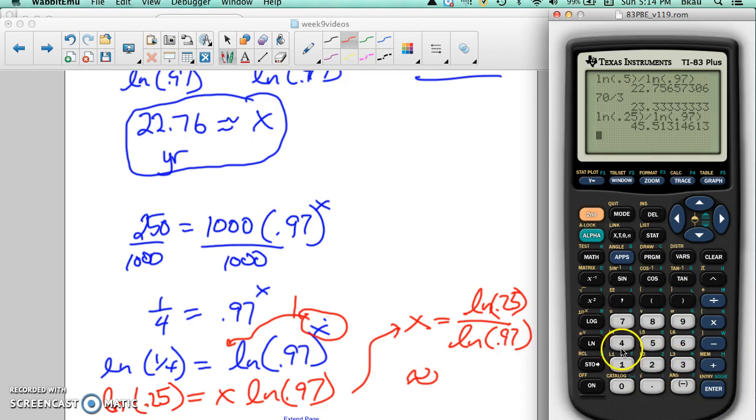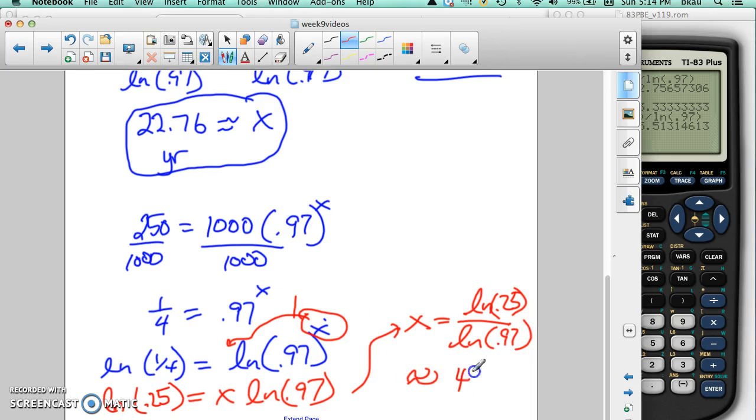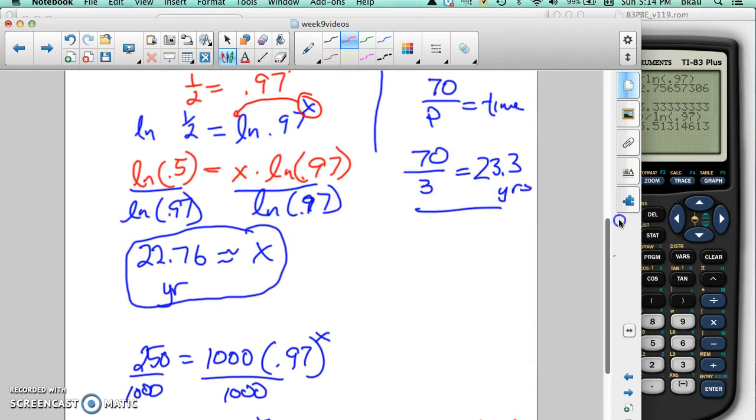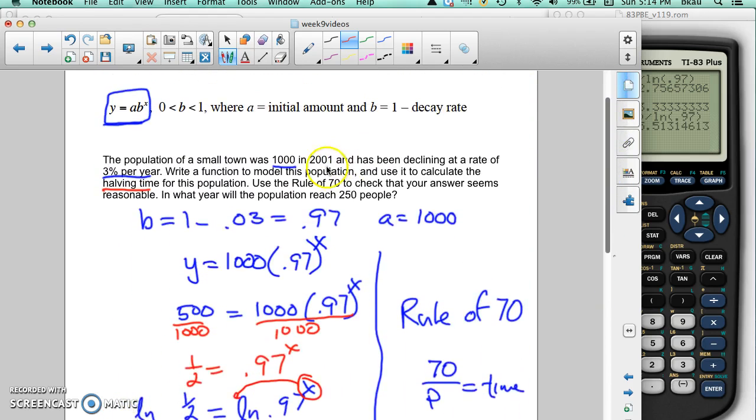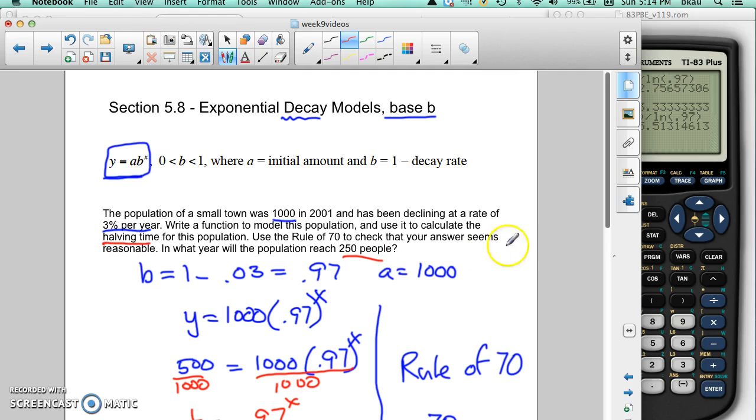So 45, so my guess was pretty close. 45.5 was close to doubling that number. 45.5 years was our answer for doubling, or having it again. Basically, we had to cut it in half again, to 250 people.